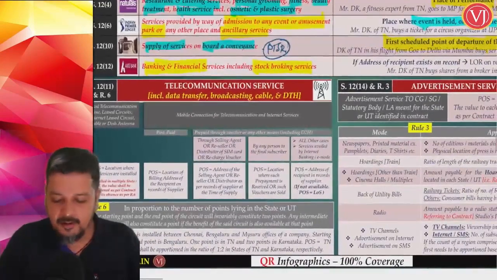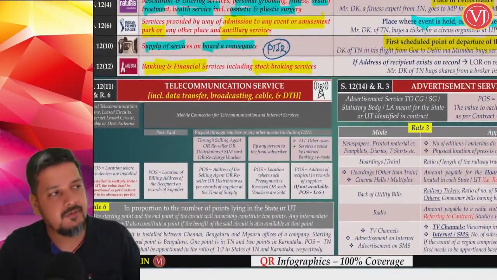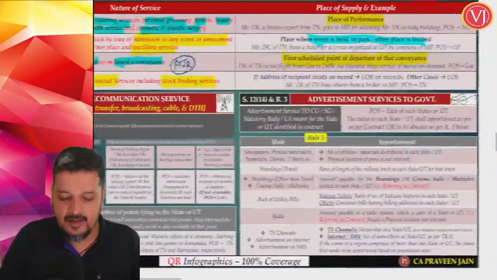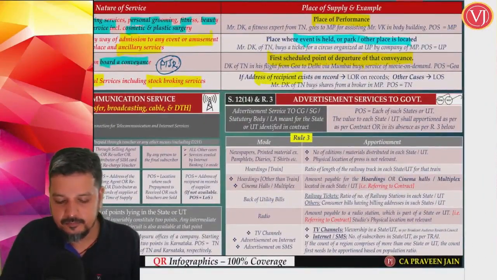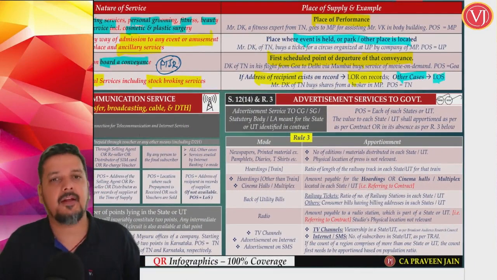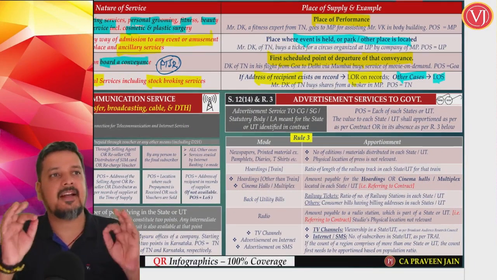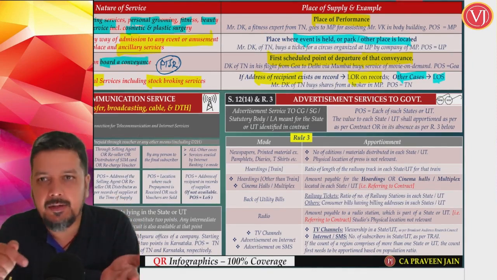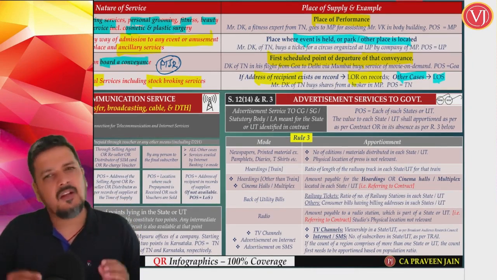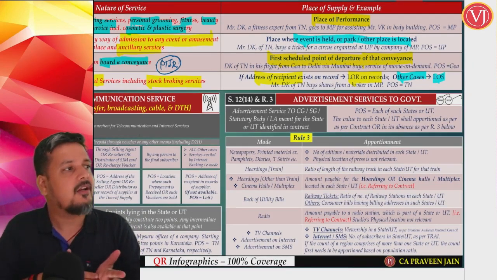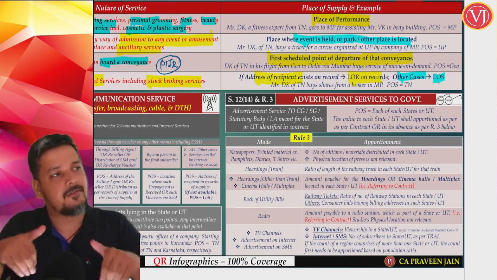For them, whether it is B2B or B2C does not matter. If address is there on records, location of recipient. If address is not there, location of supplier. In 99% cases, for banking and financial services, recipient's address will be there on records, so location of recipient. There is a 1% possibility that recipient's address is not available on records. Then it is location of supplier.